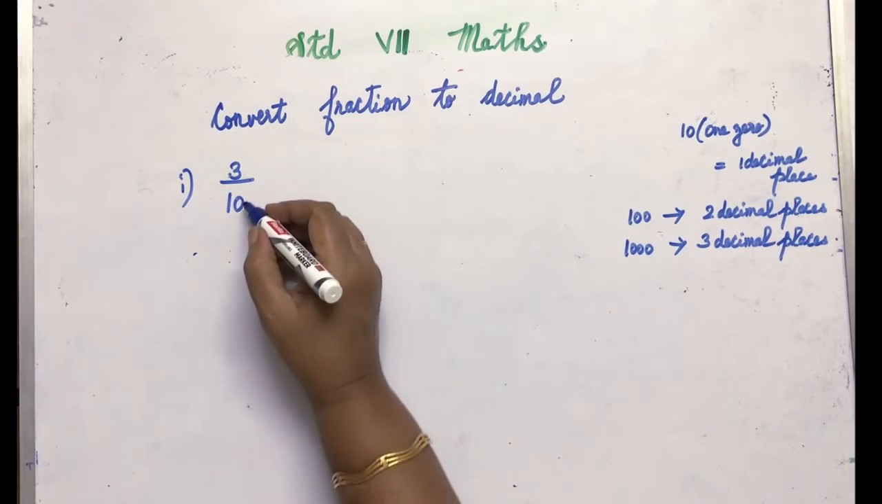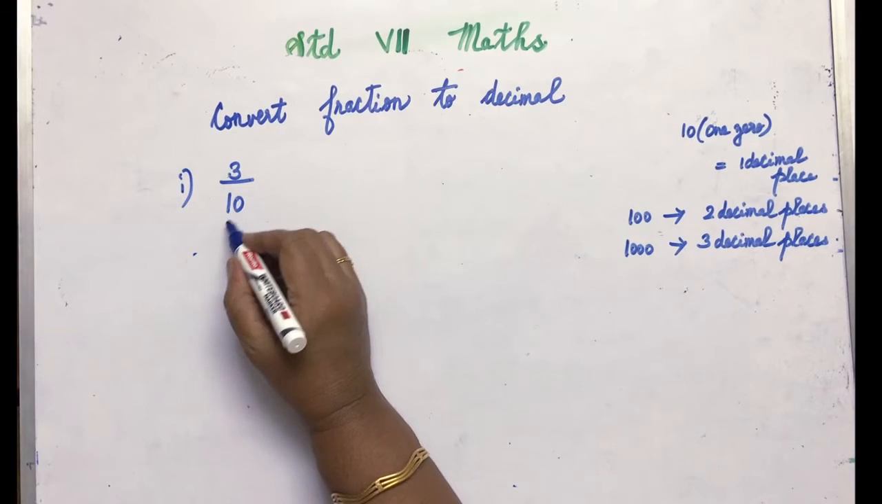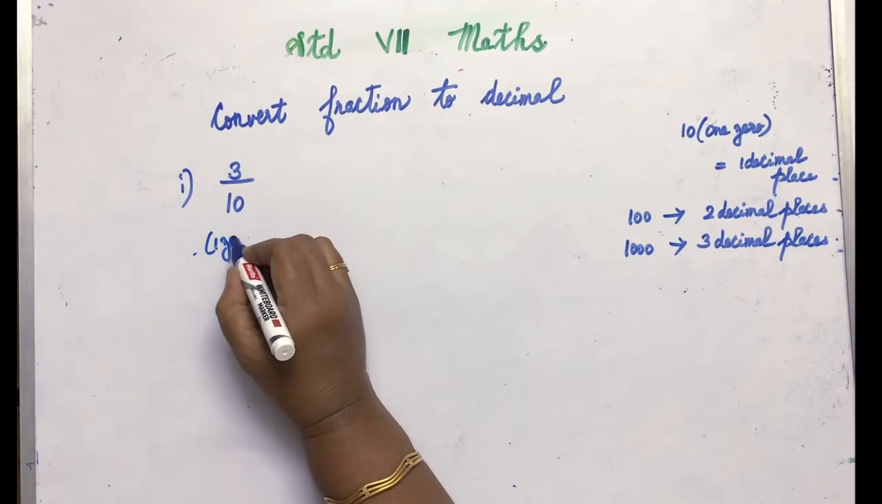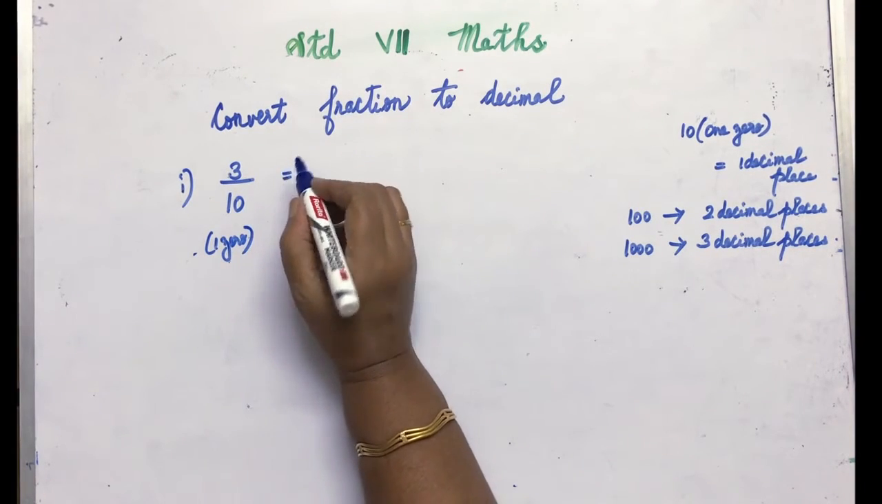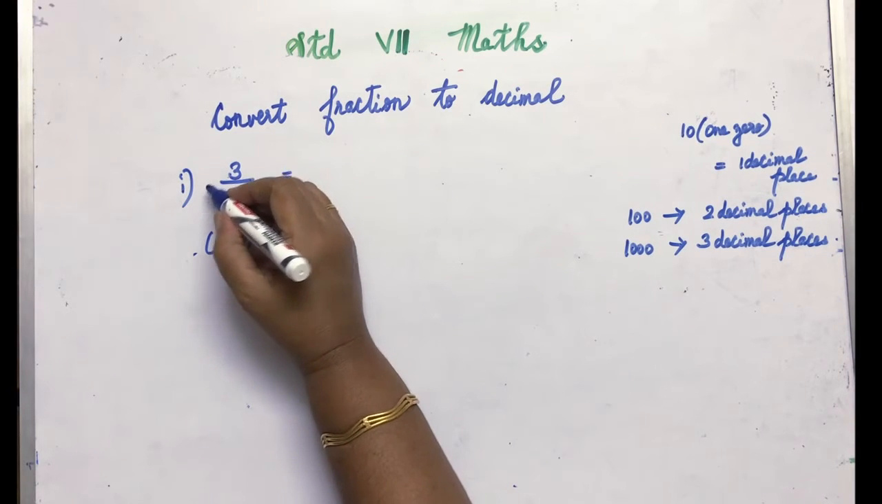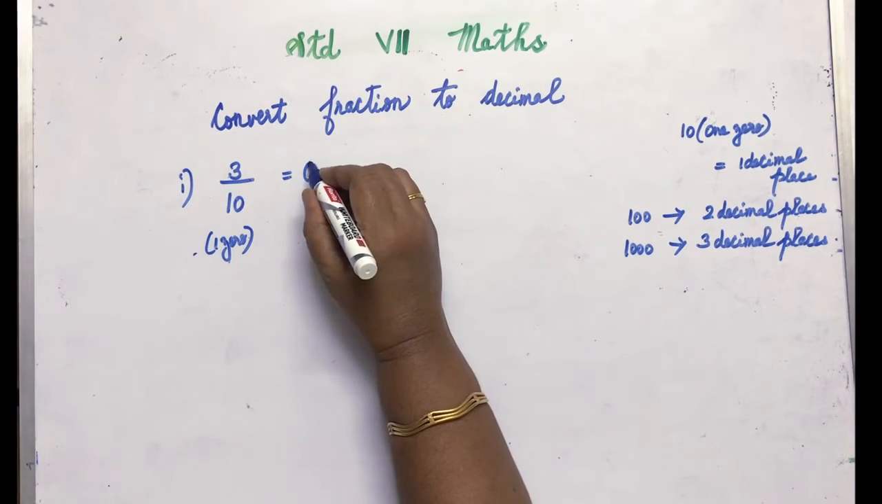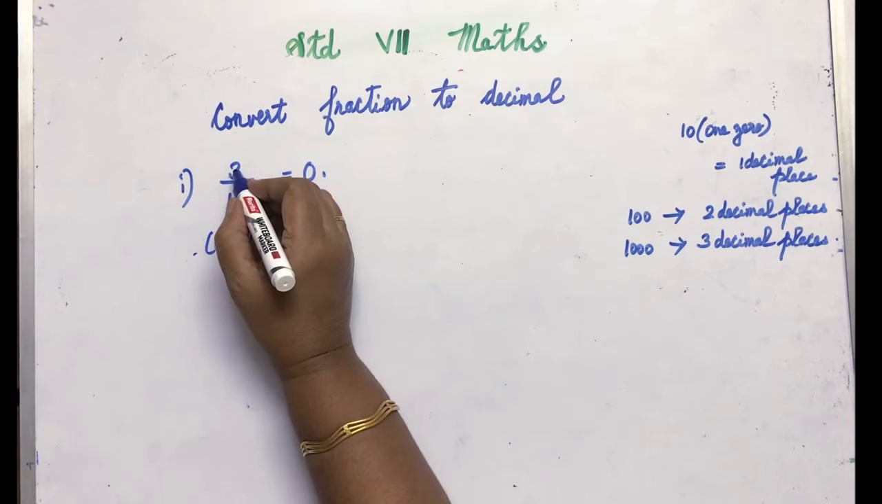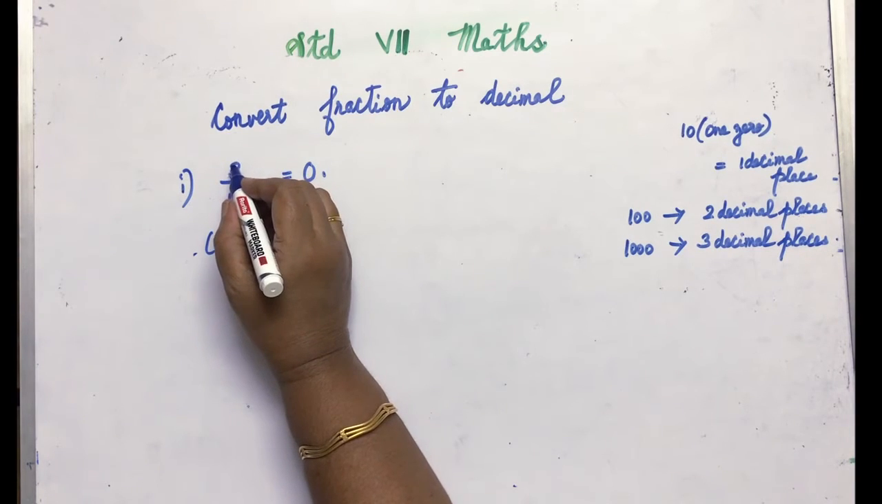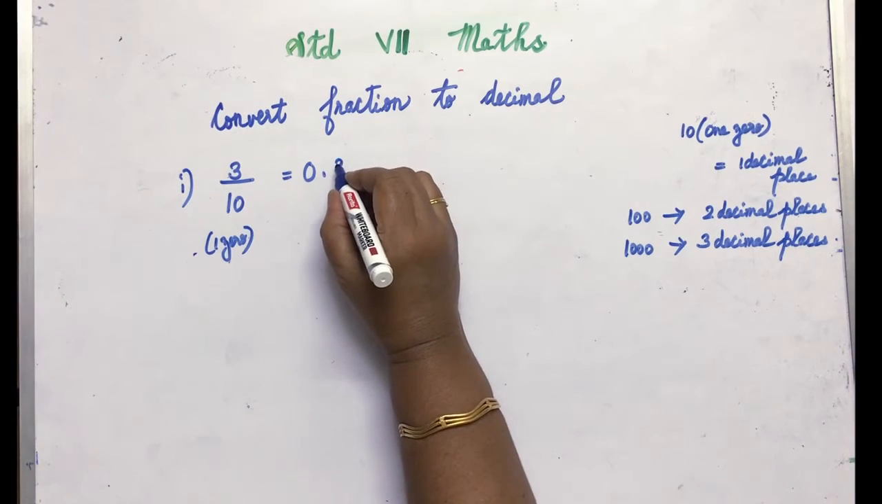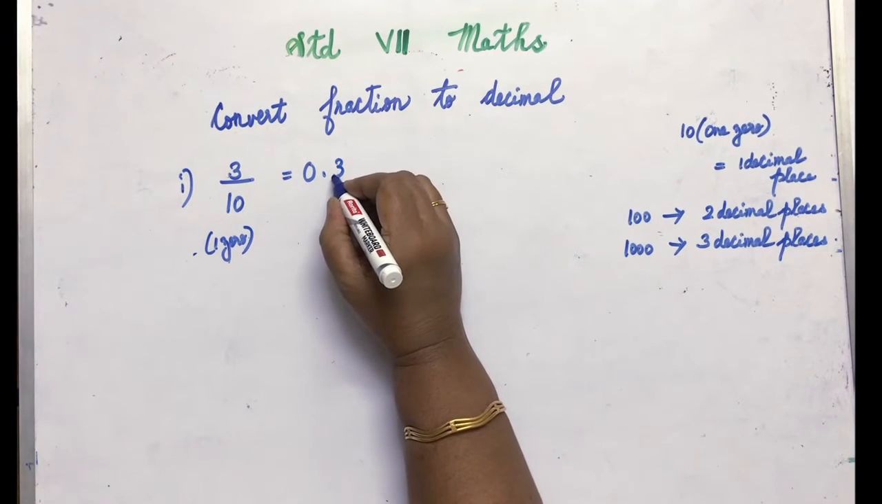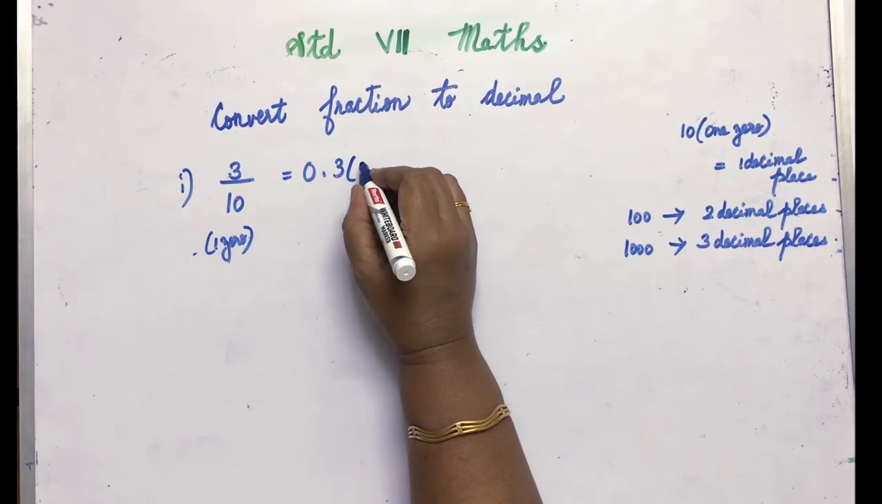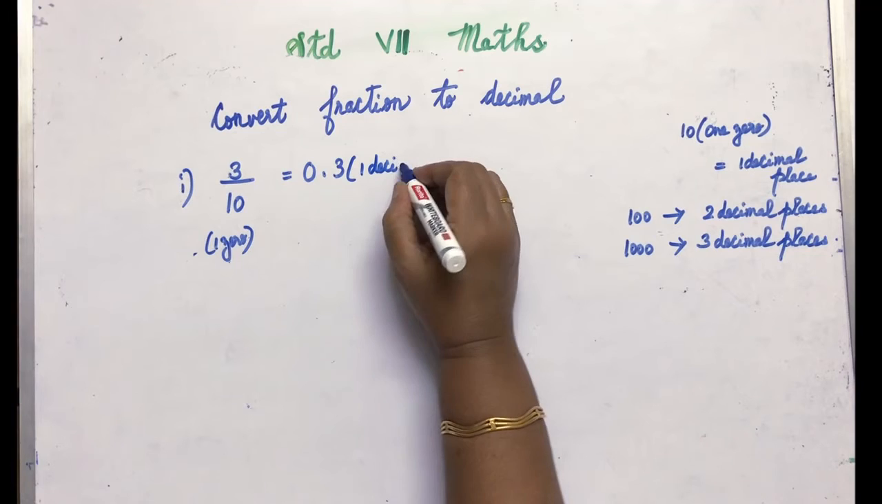Now we will do the sums. Here we have 10 in the denominator, that is 1 0. So after the point there should be one number. There is no whole number here, so we have to write it as 0 point. We have 3 in the numerator, that is one number, that should be written after the point. So after the point we have one number, this we call one decimal place.